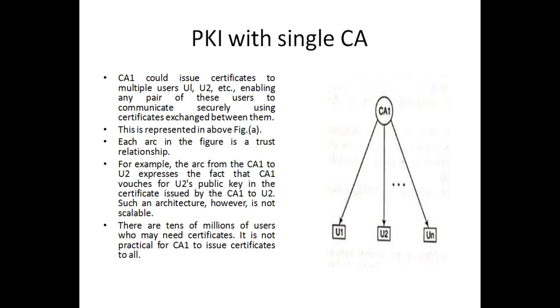So each arc in the figure is a trust relationship. So once we have this directed arrow, it notifies the relationship between the two entities.